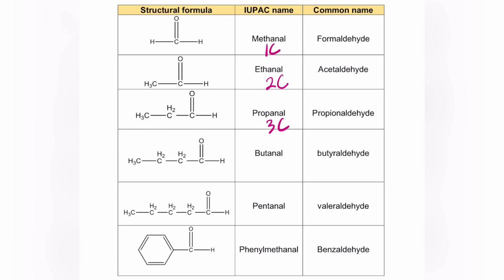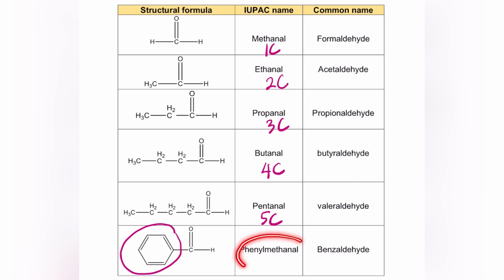And then same goes for butanol, 4 carbon atoms for aldehyde. You got another common name. And then pentanol, 5 carbon atoms. And then you got phenylmethanol, the last one. This is where you have benzene ring attached to the carbonyl carbon. This is what I mentioned, carbonyl carbon.